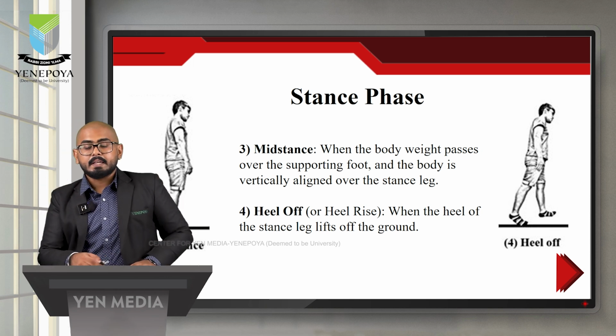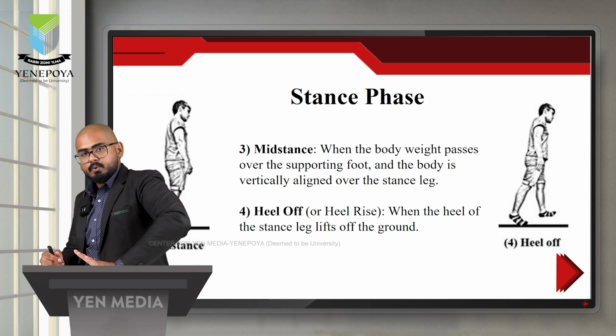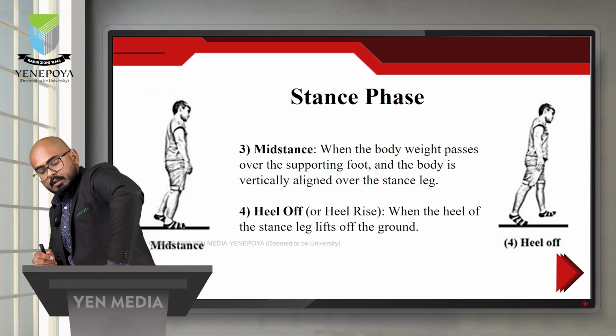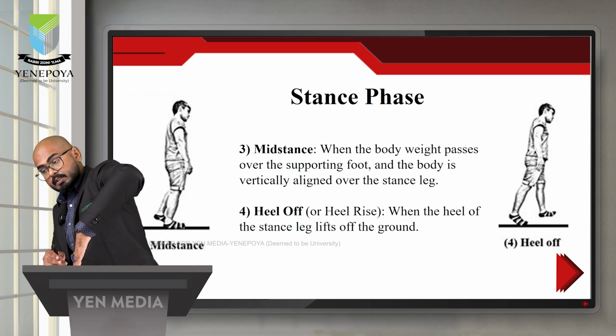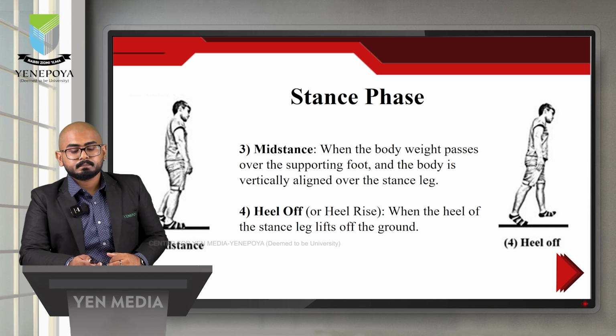So, let's rewind. Heel strike is when the heel is touching the floor. All right. Foot flat is when the foot is already touching the floor. Mid stance is when the whole body weight is on the feet. Heel off is when the heel is out of the ground. Toe off is when the toe is about to leave, and then we follow it with the swing phase.